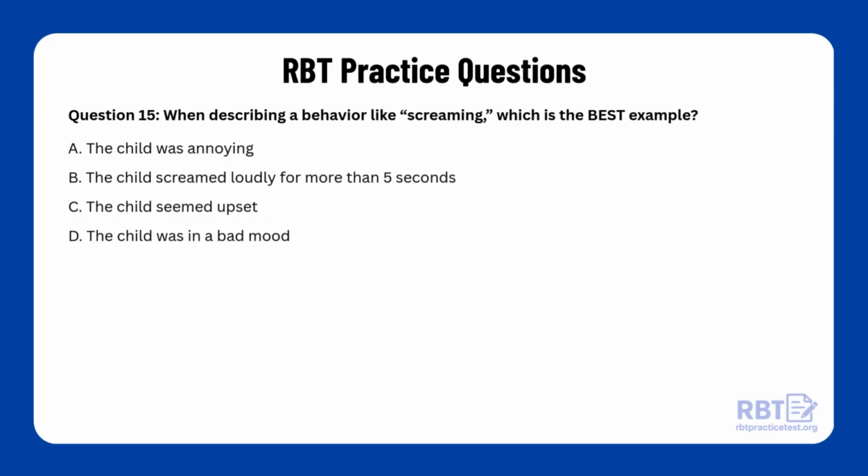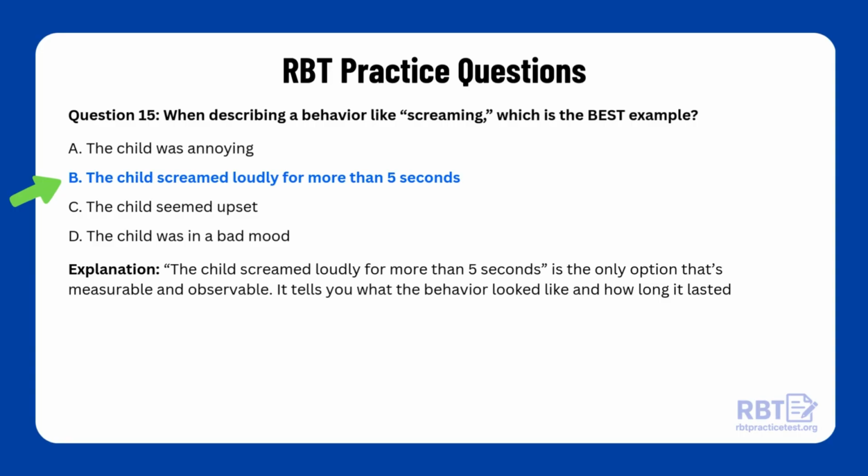Question number 15. When describing a behavior like screaming, which is the best example? A. The child was annoying. B. The child screamed loudly for more than 5 seconds. C. The child seemed upset. D. The child was in a bad mood. The correct answer is B. This is the only option that's measurable and observable. It tells you what the behavior looked like and how long it lasted.